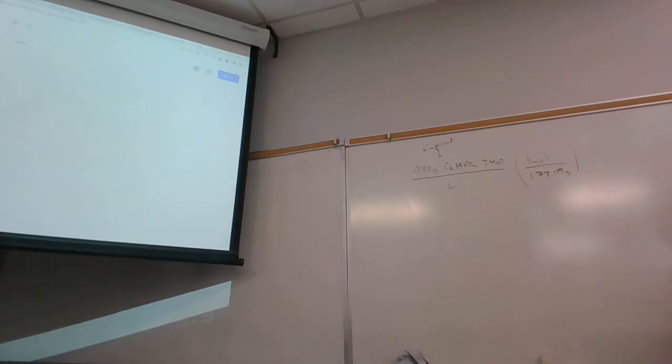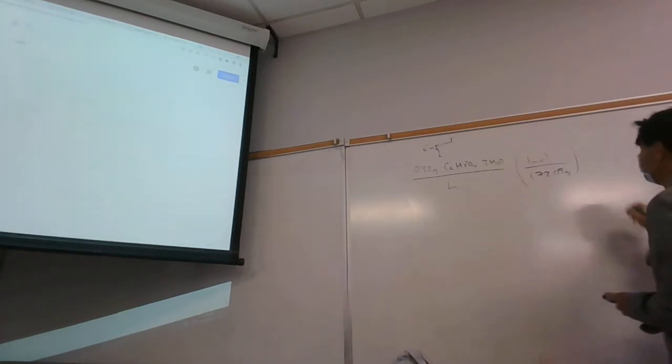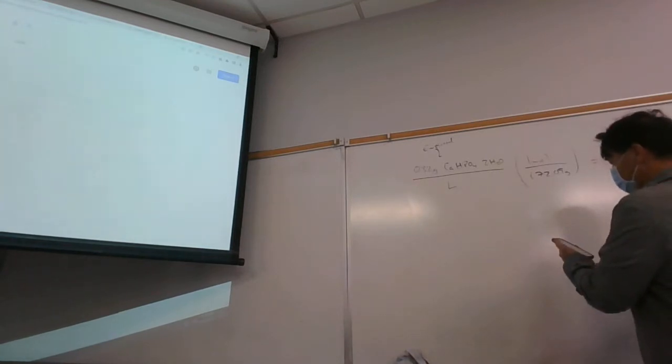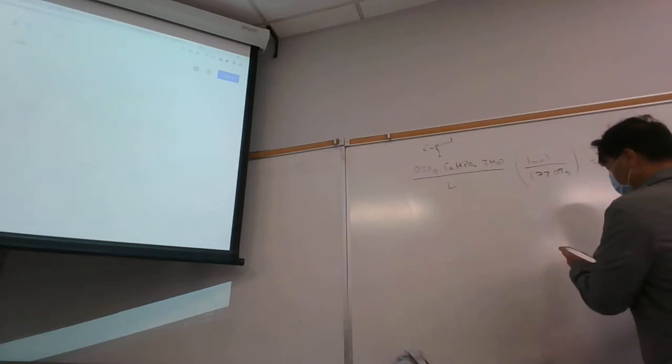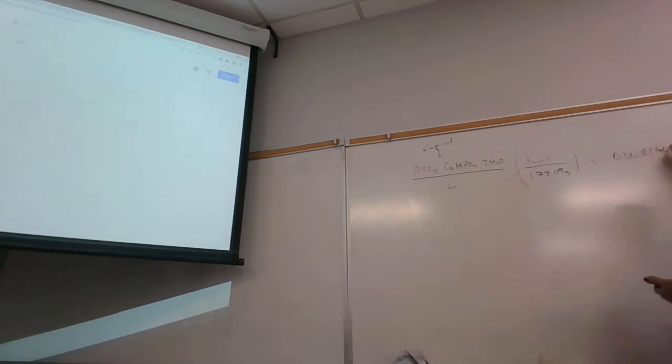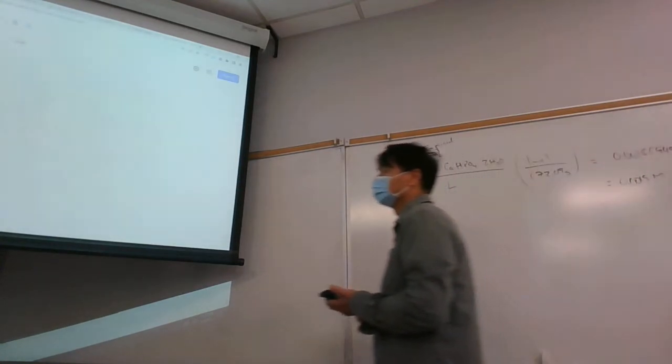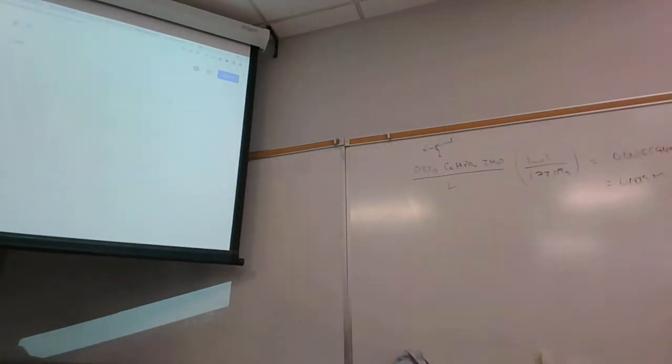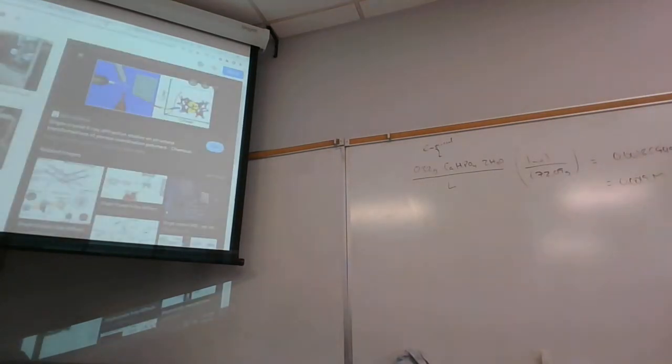0.32 divided by 172. This is going to be 0.00185949 molar. We're allowed 2 sig figs, so we get 0.0019 molar. And let's take a look at the next one here.